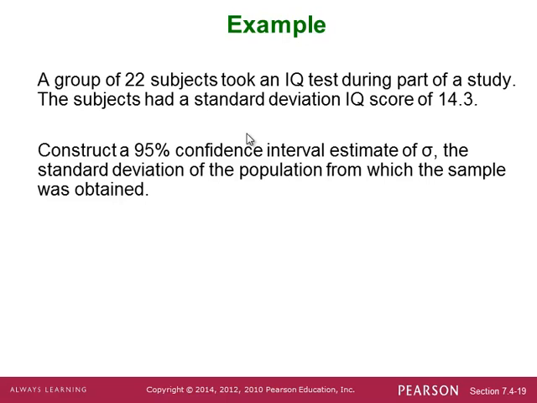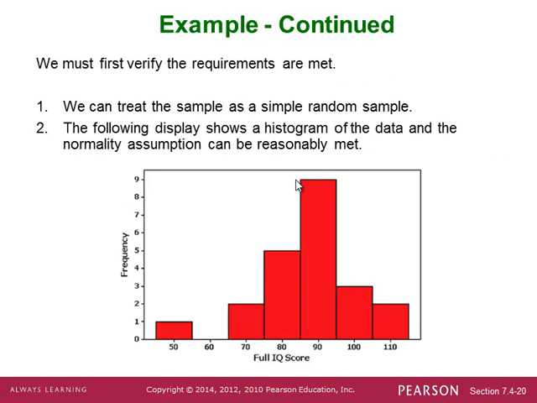Going back to our example where we have a sample of size 22, took part of a study. Subjects had a standard deviation IQ score of 14.3. So we're going to construct a 95% confidence interval estimate of sigma, the standard deviation of the population from which the sample was obtained.